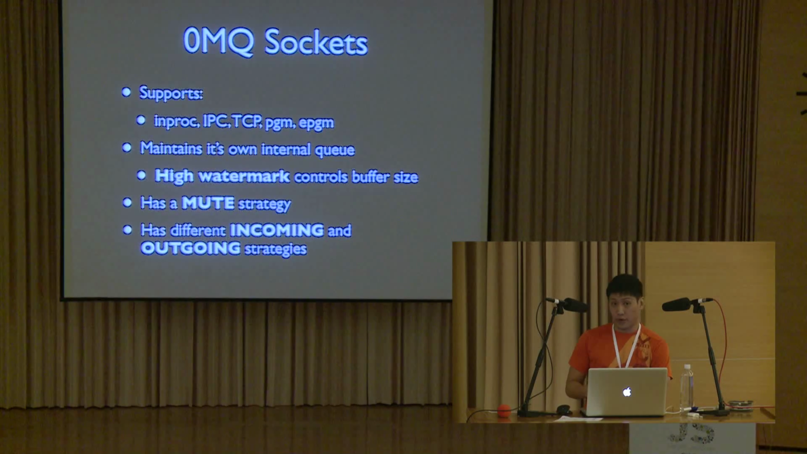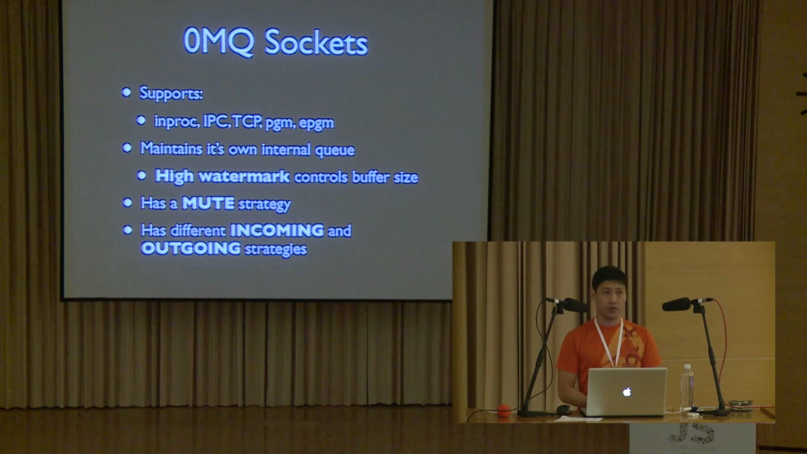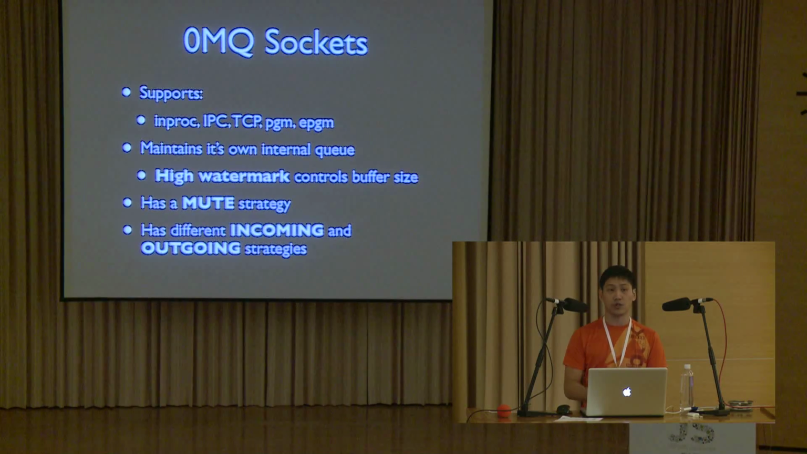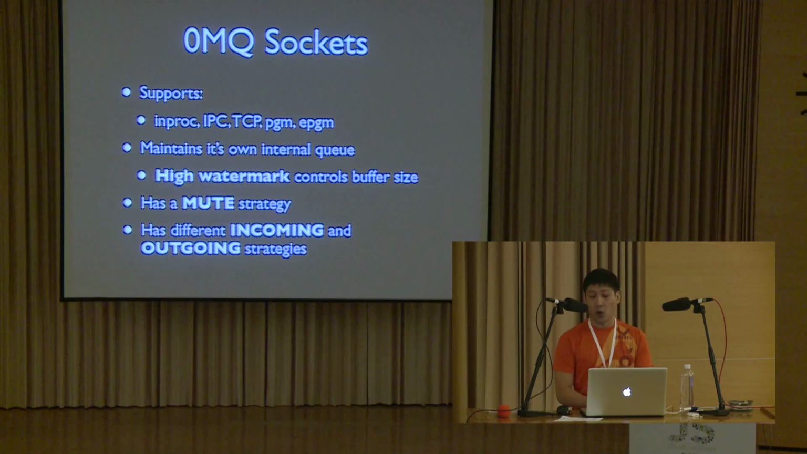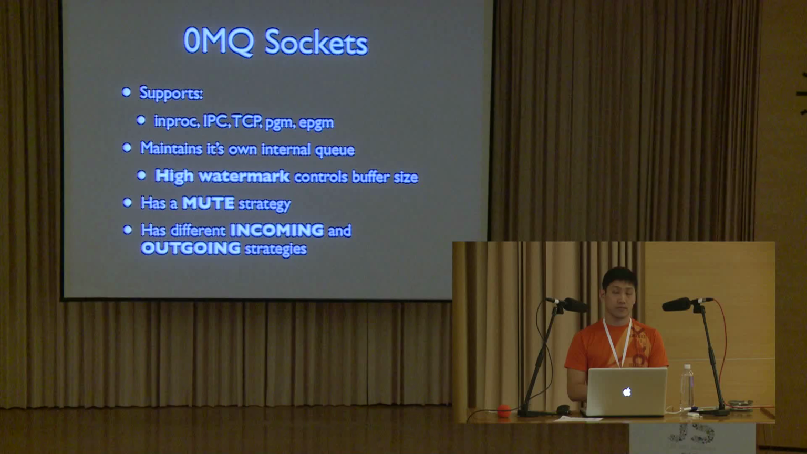ZMQ is a library, as I've mentioned. It supports TCP, it supports IPC, it supports PGM, ePGM, or you can even use it inside the process, which is called inproc. So this is where the flexibility of ZMQ comes from. You can use it to connect to TCP servers, and with just a simple configuration change, you can change it to use PGM or IPC as you wish. Every socket maintains its own internal queue, and they have a mute strategy.